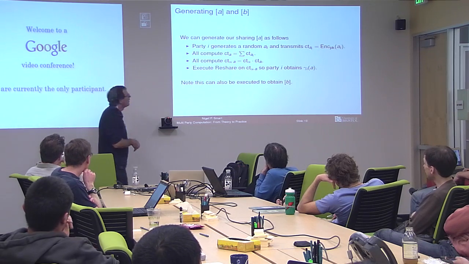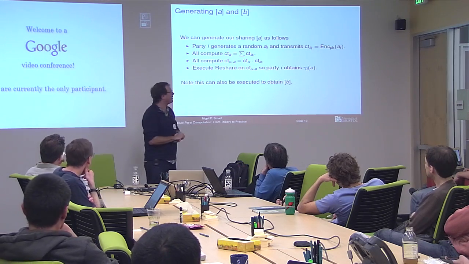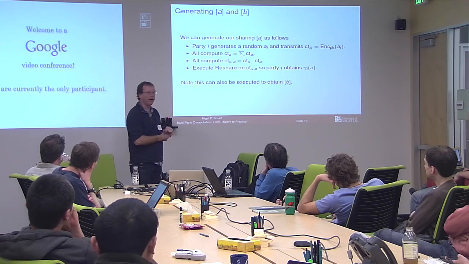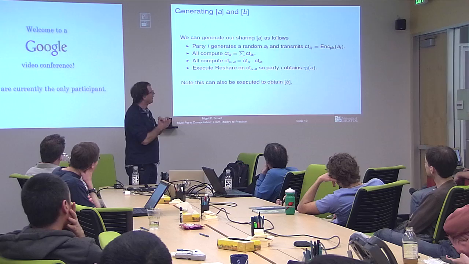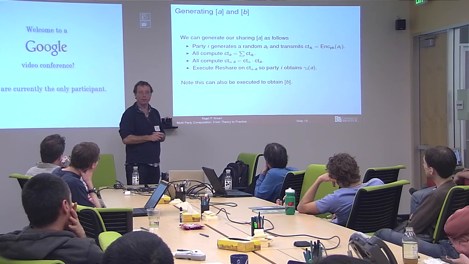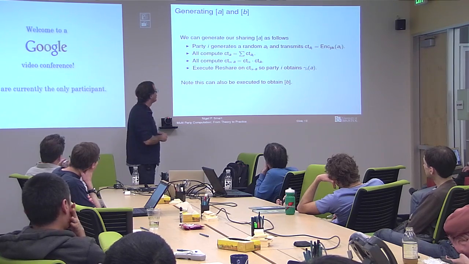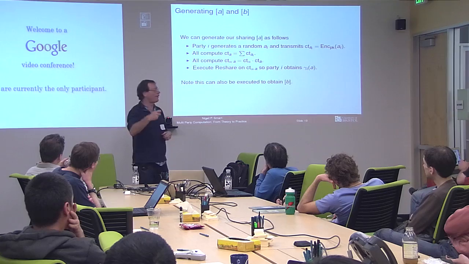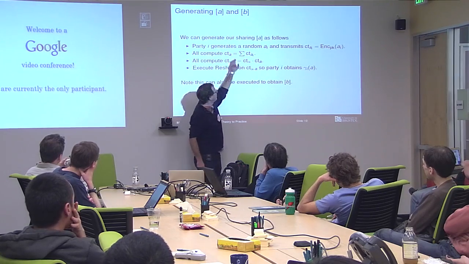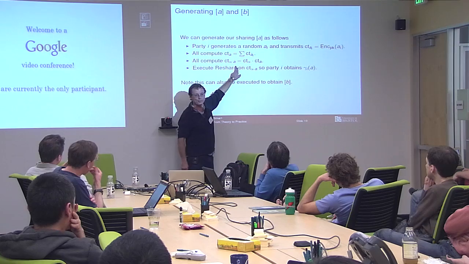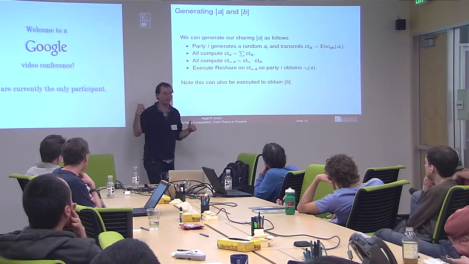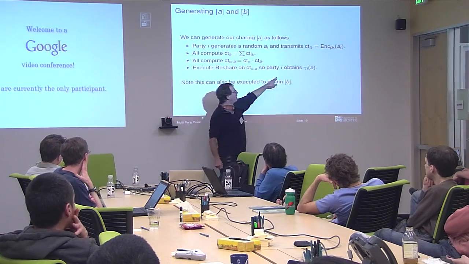So here's how to generate A and B, given those components. Very simple. To generate A, everyone generates a random a_i. You encrypt your random a_i with the fully homomorphic encryption scheme. You add all the encryptions of a_i together to get an encryption of A. You multiply by the encryption of alpha to get an encryption of alpha times A, and then you execute the reshare protocol to get your sharing of the MAC.